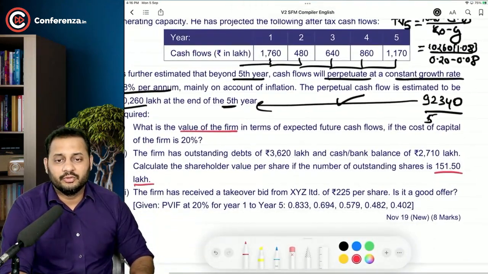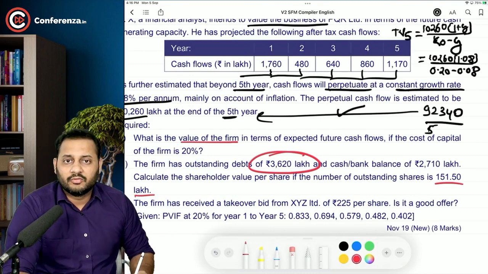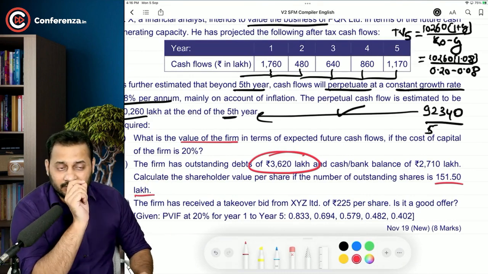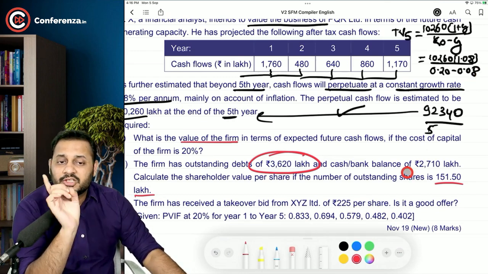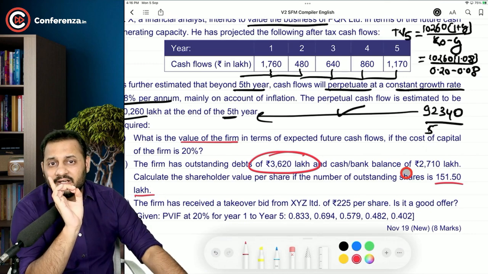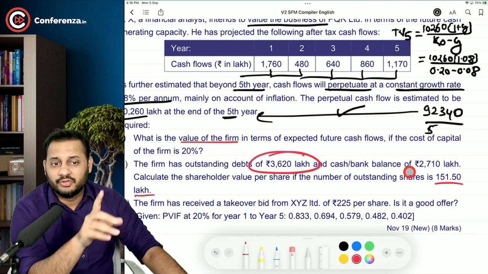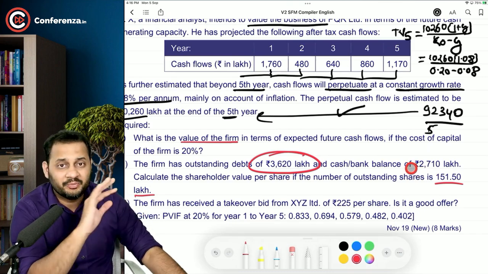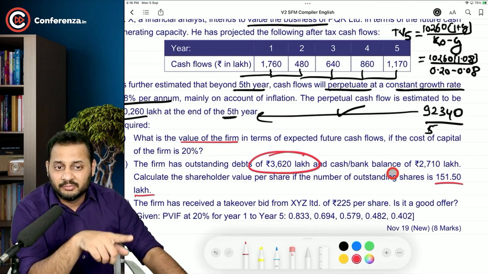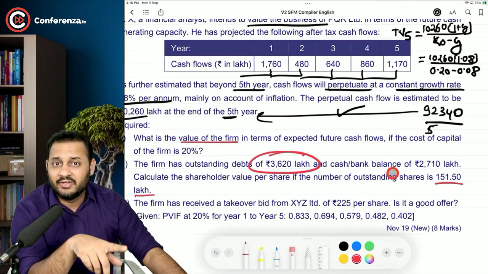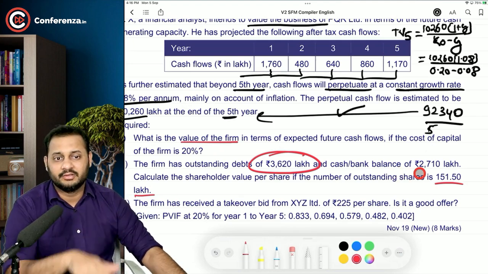So what are you going to do? You are going to deduct 3620 lakhs from the value of the firm. And see, this cash balance of 2710 lakhs is given just to misplace your understanding, just to confuse you. This should not be deducted. This is a part of the value, and this is applicable for equity. This is the balance of the equity shareholder. You should not deduct it.